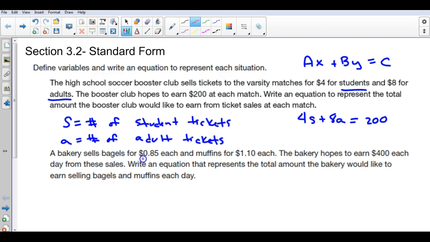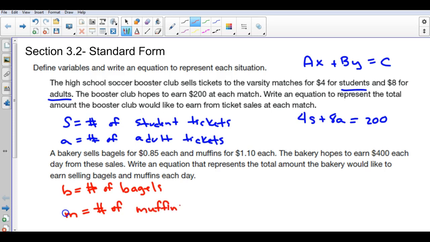Next one. Bakery sells bagels for 85 cents each, sells muffins for $1.10 each. They're hoping to sell $400 a day from both of these sales. So again, there's days when they're going to sell more of one than the other. One day they might sell only one and not the other. So let's define our variables. I'm going to let B be the number of bagels sold. So again, it's not the price, it's the number of bagels sold. And then I'm going to let M represent the number of muffins that they sell.